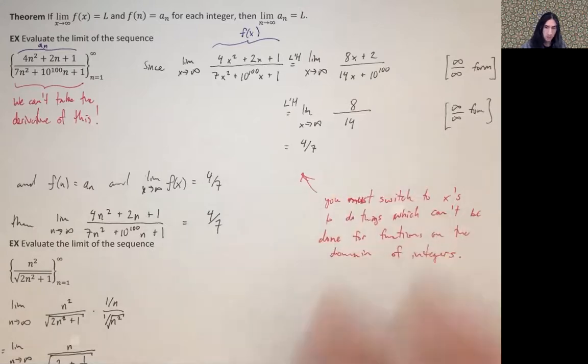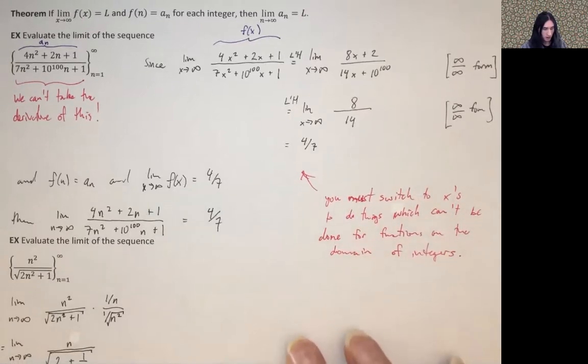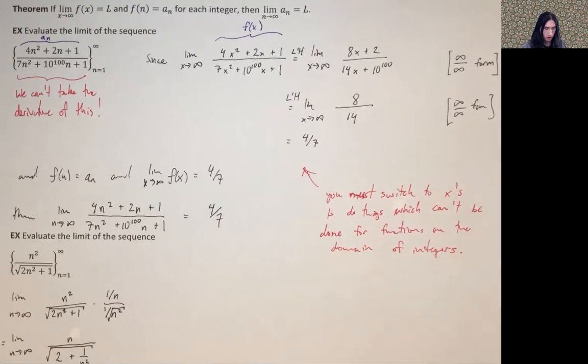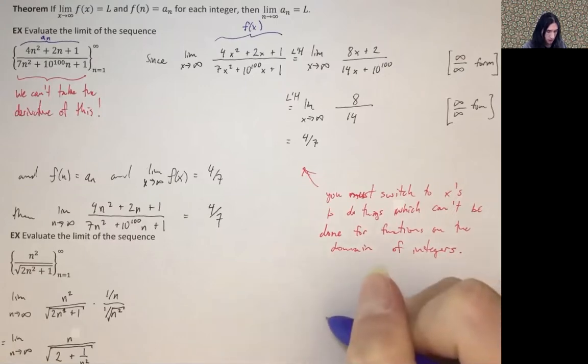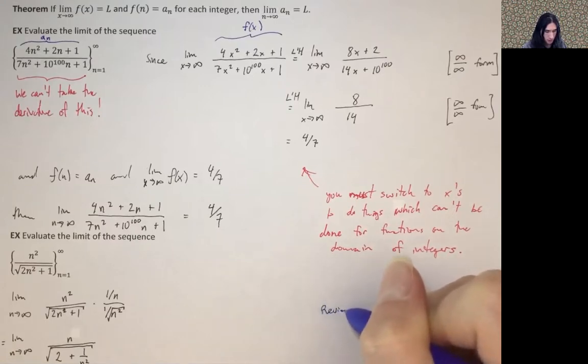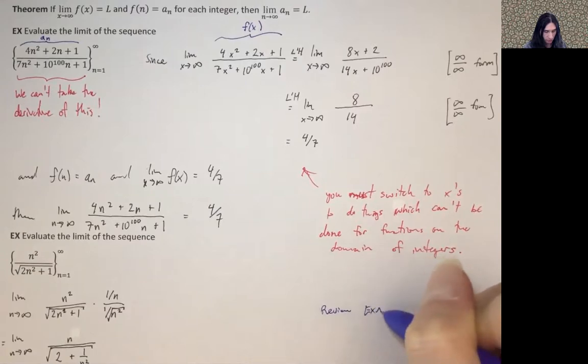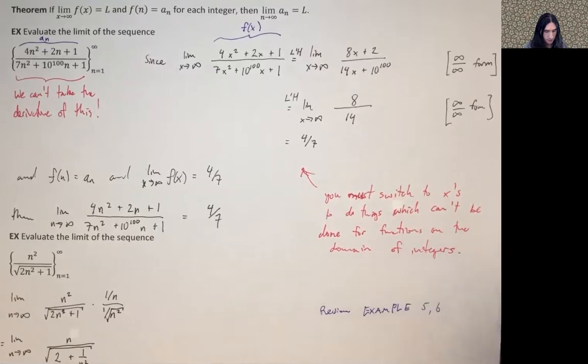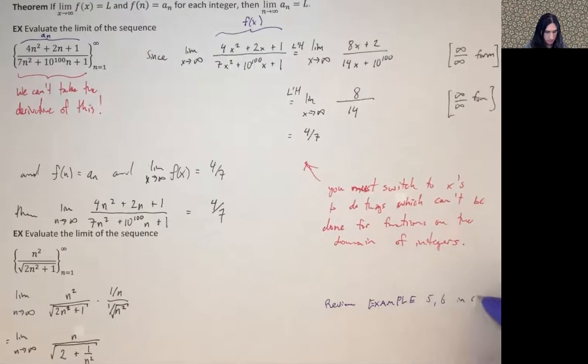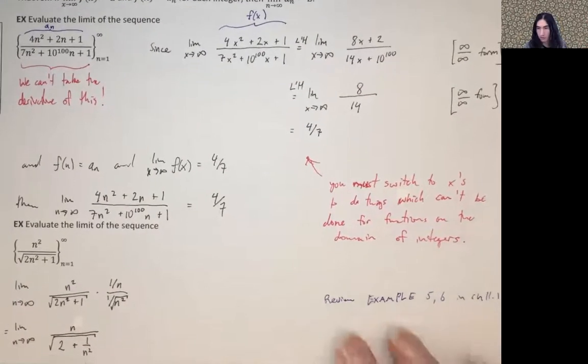So these two types right here are important, and you should review examples 5 and 6 in chapter 11 for more of this.